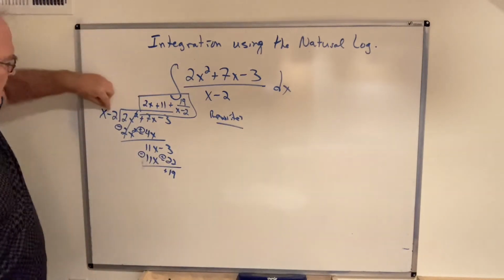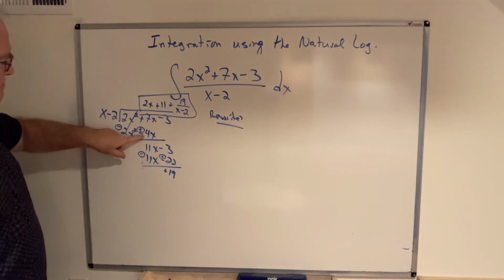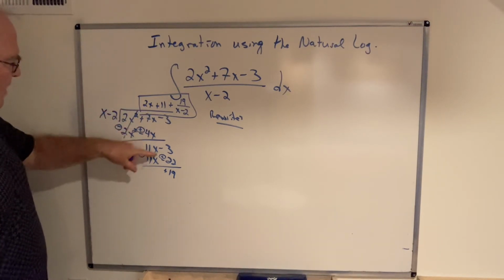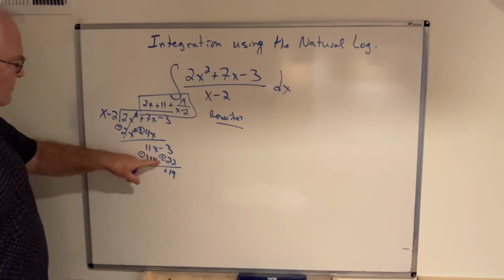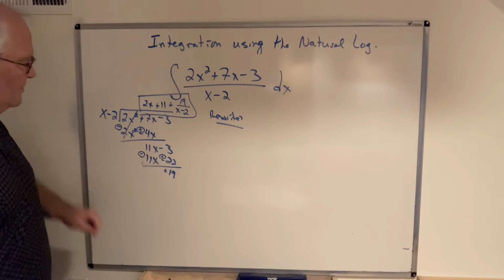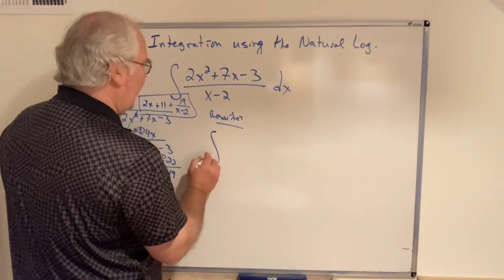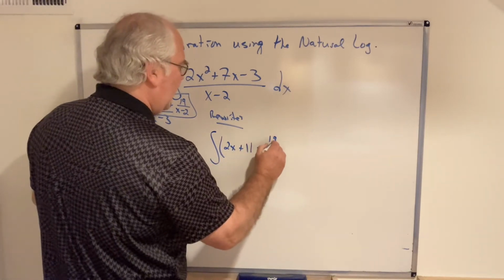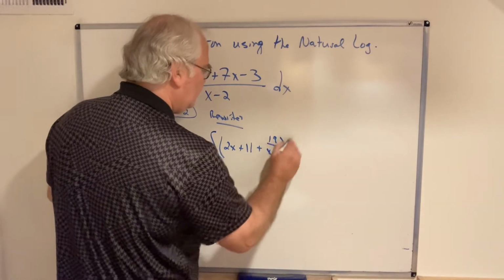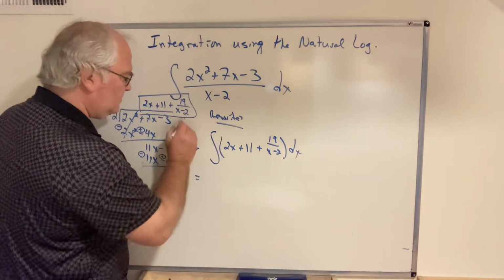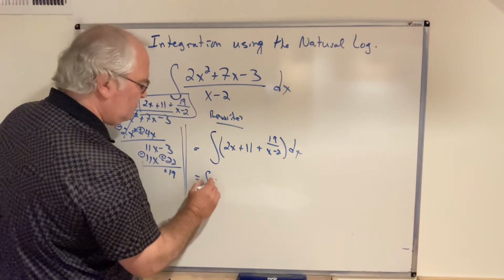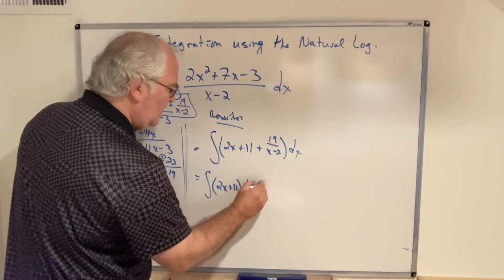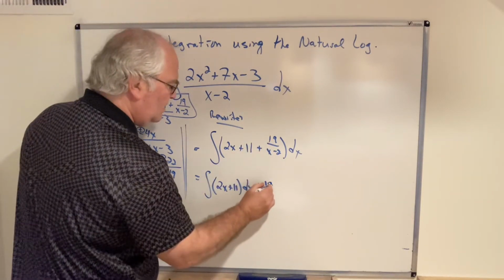Let's check my work here. This is 2x squared minus 4x. Change the signs and add, becomes plus. That's 11. That's 11. Bring down the 3. That's negative 11. That's negative 22 becomes positive 22. I believe that's correct. So we're going to rewrite this as the antiderivative of 2x plus 11 plus 19 over x minus 2. And what I would do is split this into two integrals. Split this into the first two together, 2x plus 11, and then this constant multiplier comes out front.